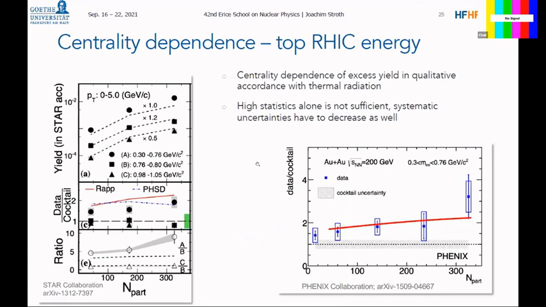So if you now make event classes according to centrality, you check for the amount of excess radiation in the data above cocktail. You see what is measured here from STAR or from PHENIX. And this red curve is again a thermal model calculation by Ralf Rapp and co-workers. And it, I guess, gets the trend. So I think also there is already some more than an indication that this radiation is really this thermal radiation.